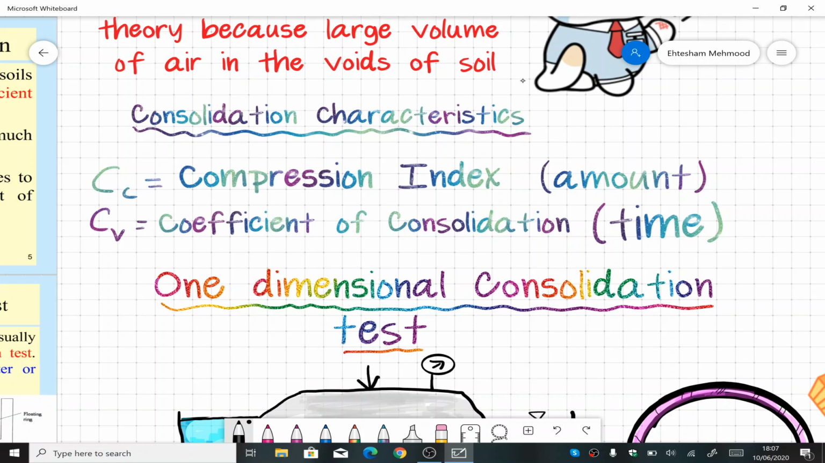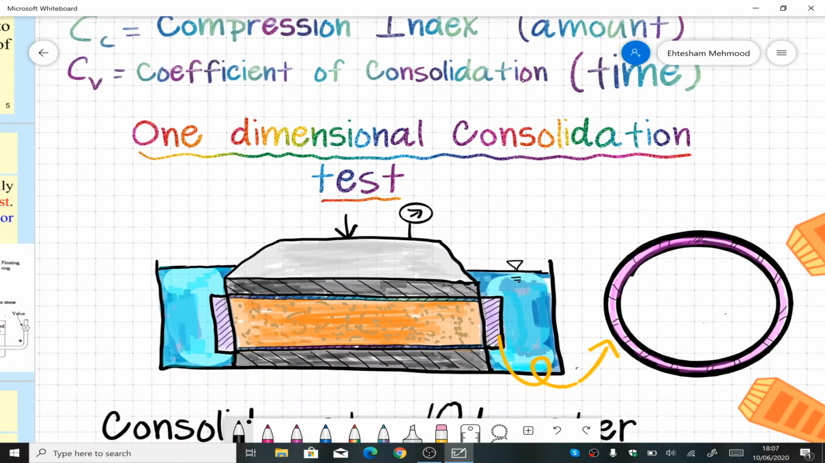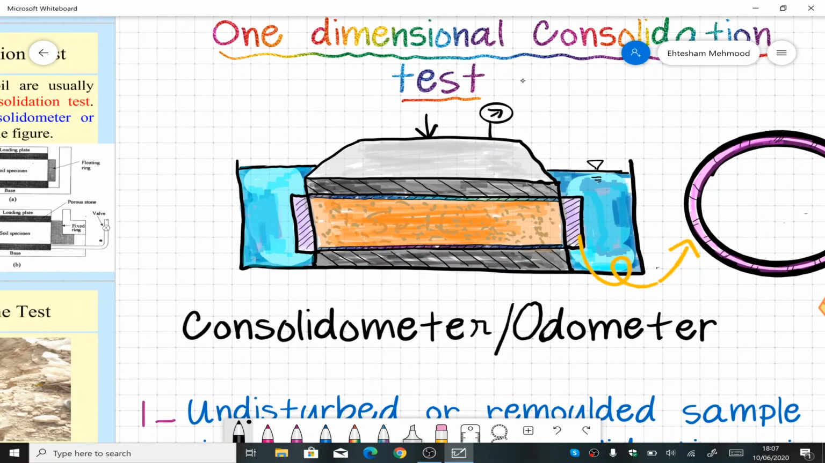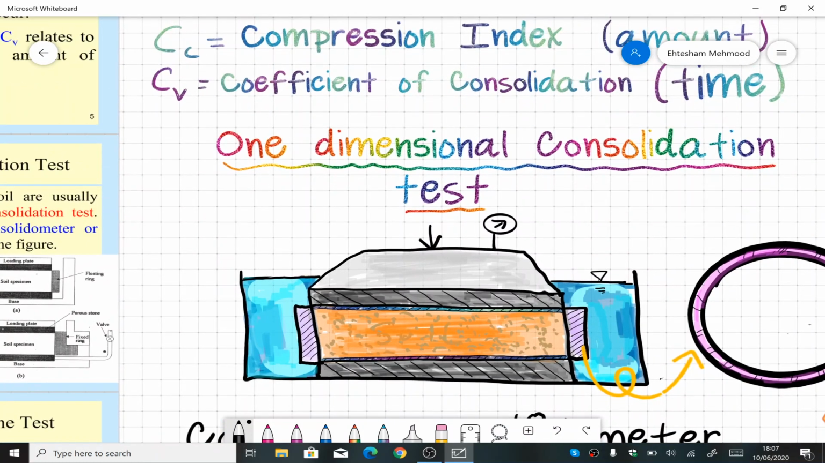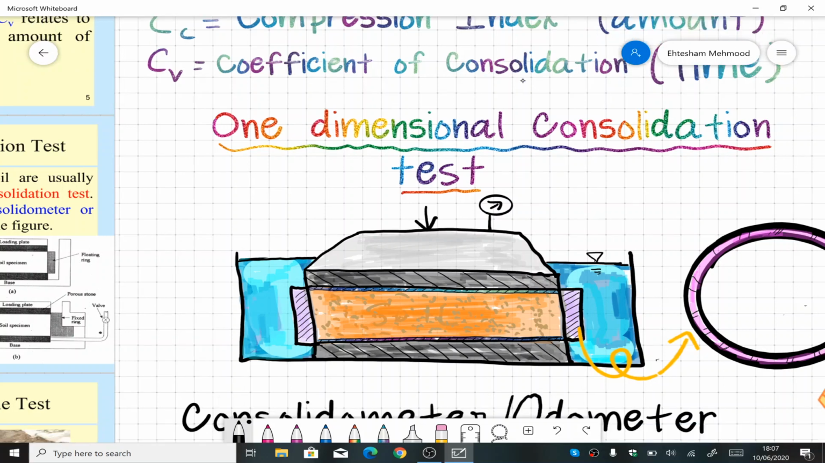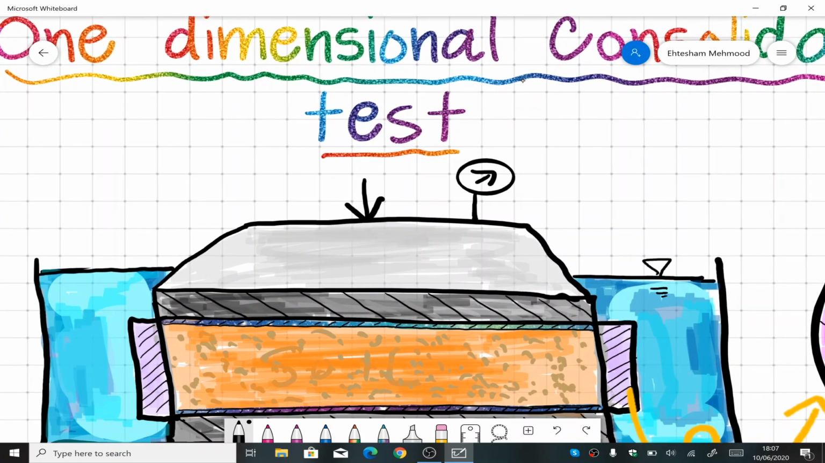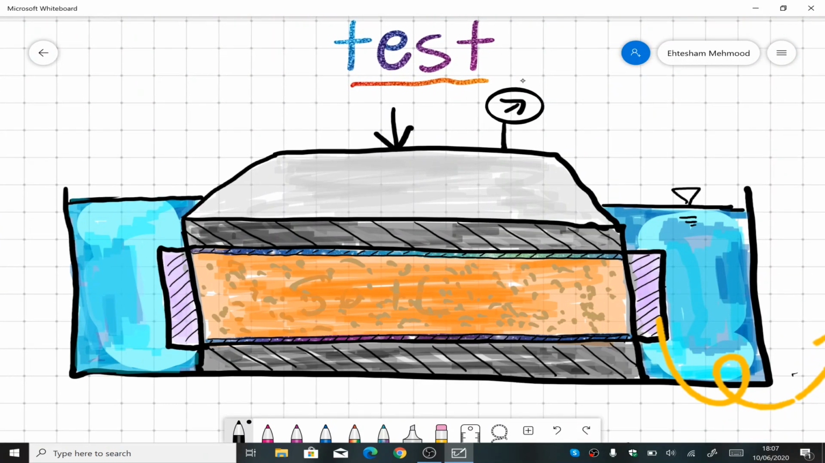Now we talk about the one-dimensional consolidation test. I have drawn a diagram here. Let me zoom that up for you. All right. So this is a typical apparatus of a one-dimensional consolidation test. We already have that in our lab, and you might have performed that in your lab portion.